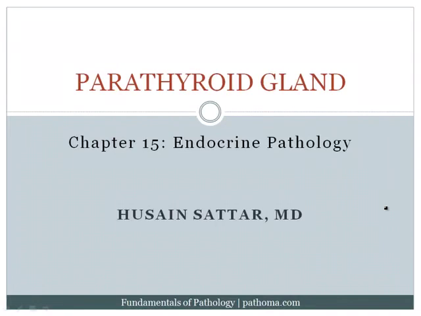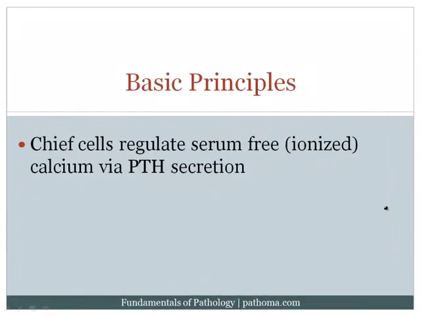Okay, moving on to the parathyroid gland. Recall that the key cell within the parathyroid gland is called the chief cell. Its goal is to regulate the serum-free ionized calcium. Remember that we're talking about free calcium, and I emphasize that because 60% of the calcium in your blood is bound to proteins, so we're not worried about that.